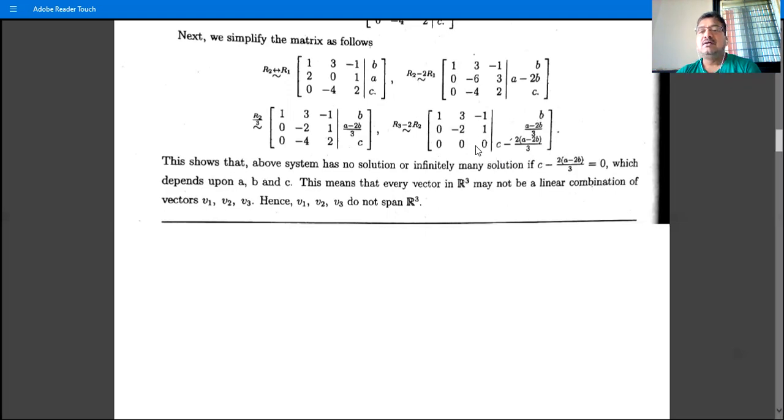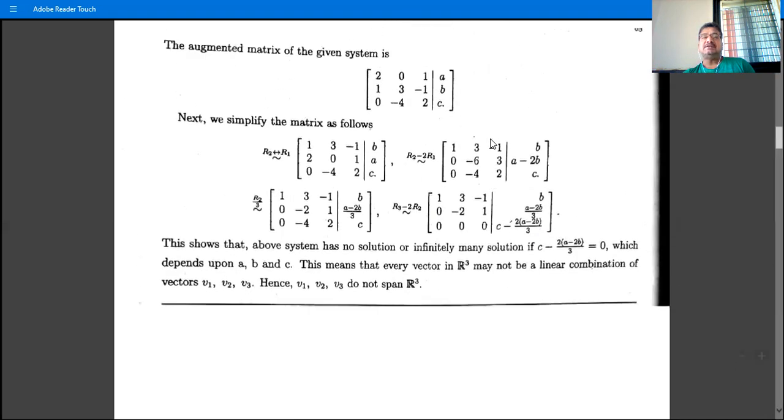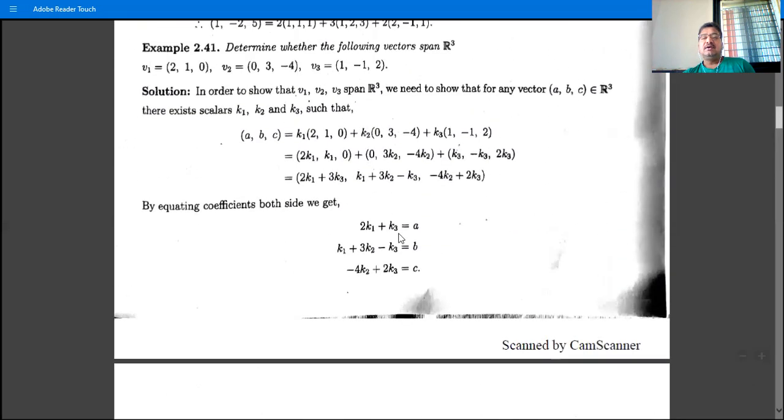Here we have the rank of A as 2, because A contains only two non-zero rows up to this line. This is the echelon form of the matrix A, and the rank of A is 2 because there are two non-zero rows. This last row is 0. If you consider the whole matrix, it is an echelon form of the matrix AB, and it contains three non-zero rows. This is non-zero row, this is non-zero row, this is non-zero row. Therefore rank of AB is 3, and therefore the system is inconsistent.